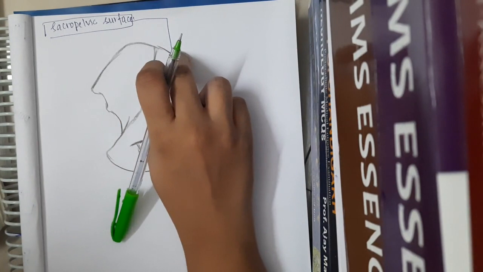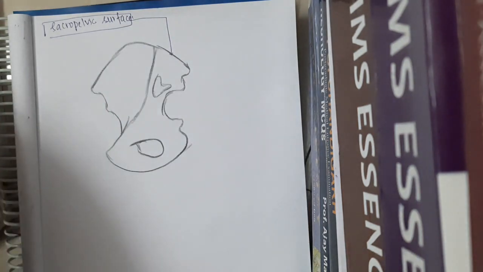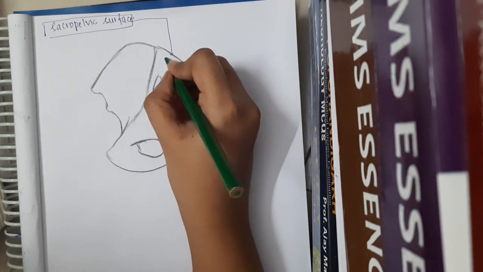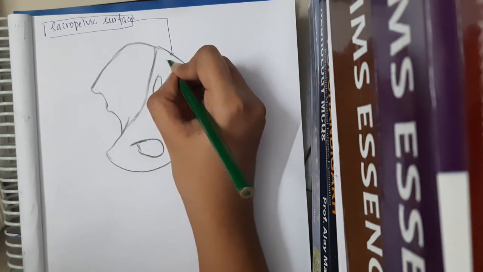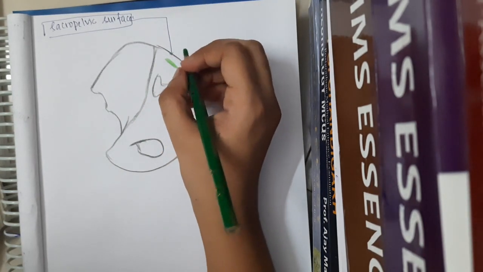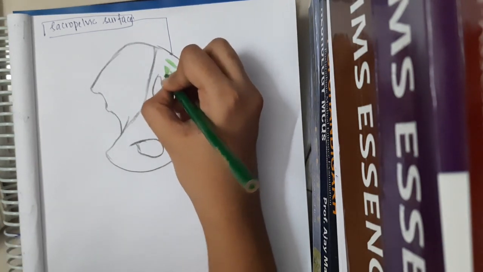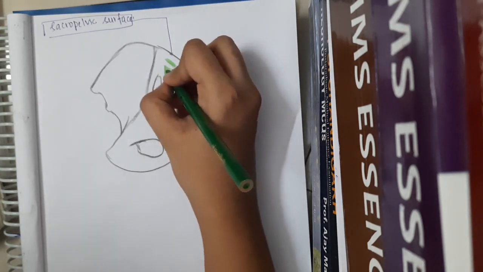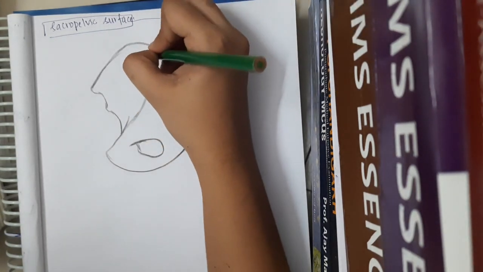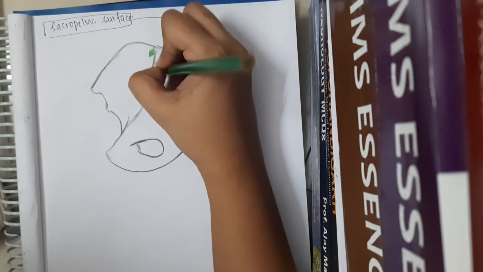Now this iliac tuberosity is a rough area, and it has attachment to three ligaments. Let me draw the three ligaments first, then we will see. First is the dorsal iliac ligament, which has attachments to the dorsal sacroiliac ligament. Then it also gives attachment to the interosseous sacroiliac ligament, and it also gives attachment to the iliolumbar ligament. So these are the three ligaments.